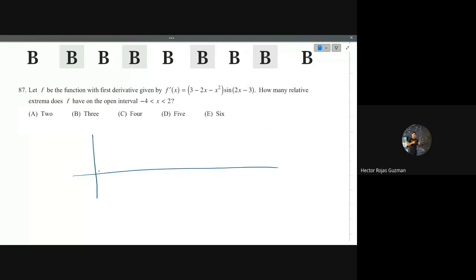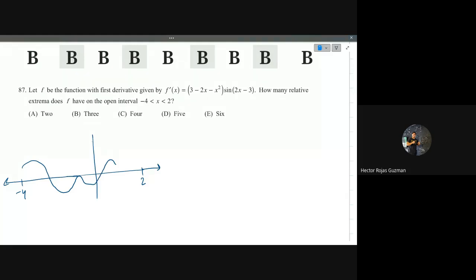And again, from -4 to 2, it's best if you change your window. My graph is going to look really bad here. Let's fix this. So whatever the graph is doing, make sure that you're actually crossing the x-axis, because if you don't cross it, it doesn't count as a relative extrema.